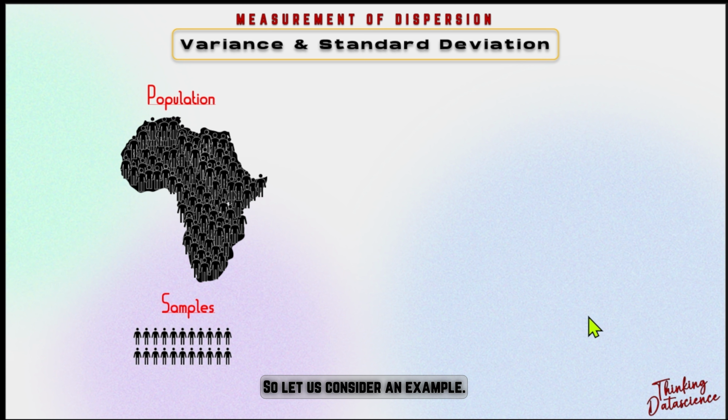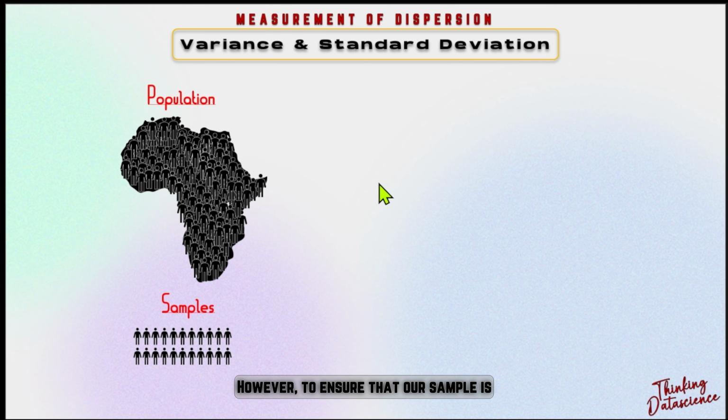So let us consider an example. Suppose we have a region with a population of 10 million. To study this population, we can collect data from a sample of 1 million people. By making inferences based on the data we gathered from this sample, we can estimate the characteristics of the entire population. For instance, we can measure the height of all 1 million people in our sample, calculate the mean height, and then assume that the average height of the population is similar to that of our sample.